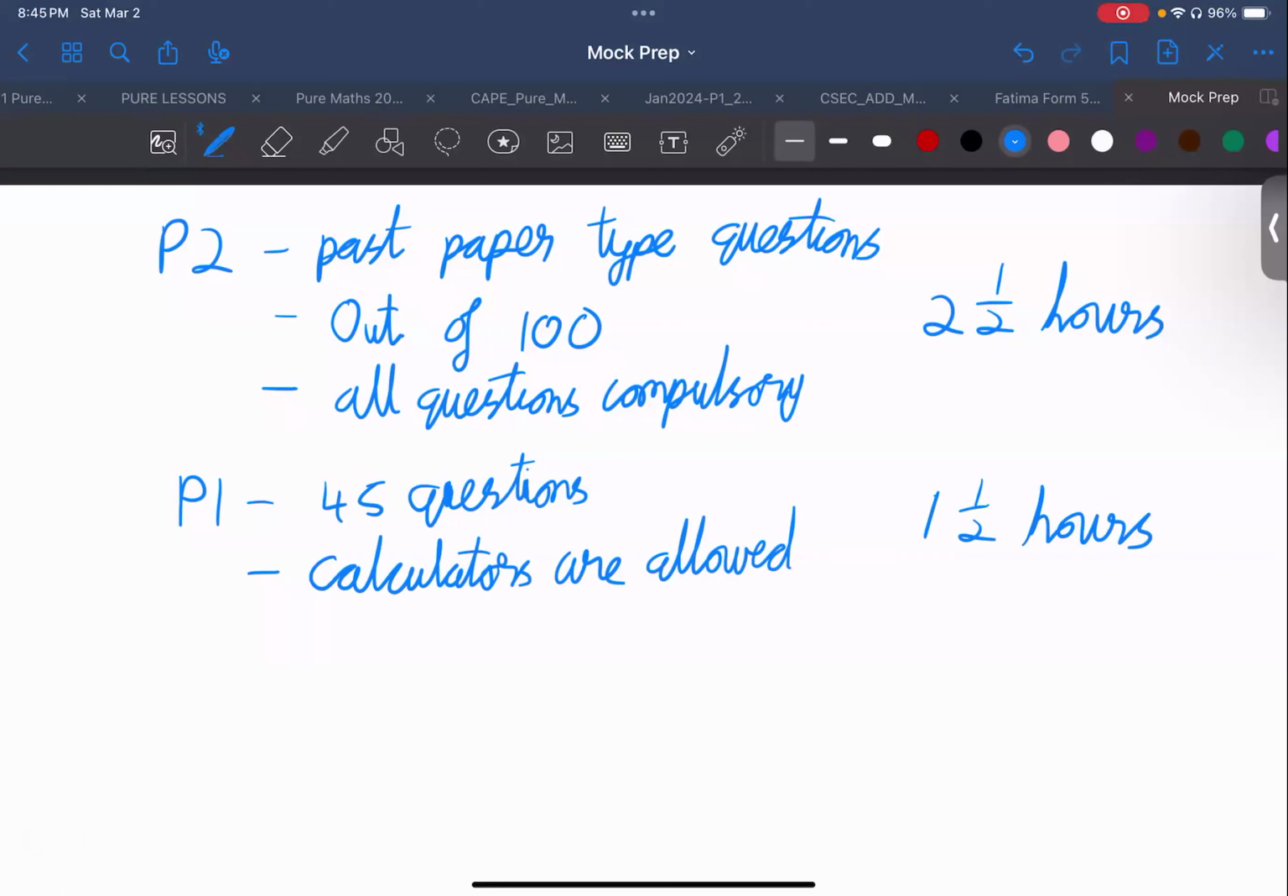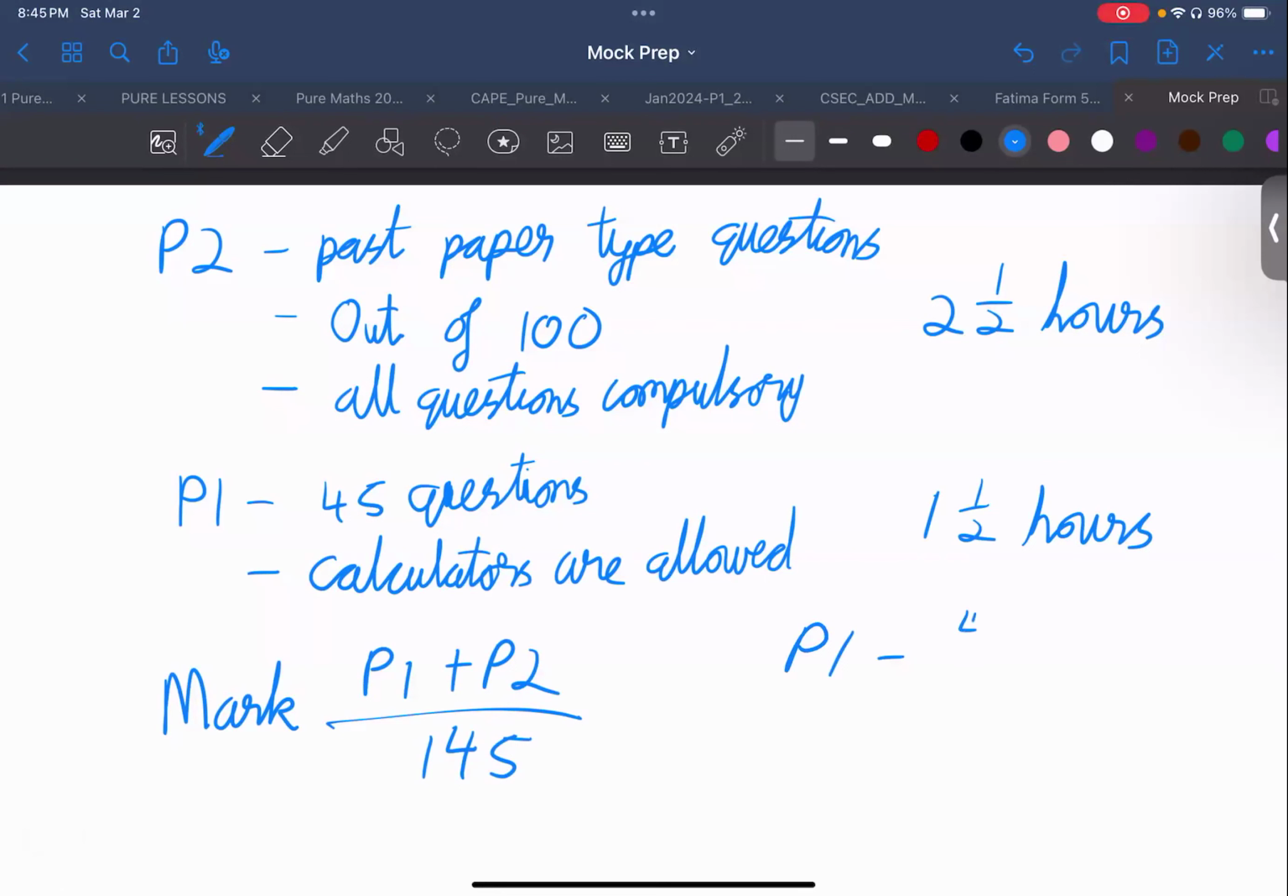Right, so your mark is your paper 1 plus your paper 2 out of 145. So do the maths how you may about how the paper is weighted. If you want your percentage, paper 1 is worth 45 out of 145, and paper 2 is worth 100 out of 145. There's no 30-70 or any split like that. Again, calculators are allowed.